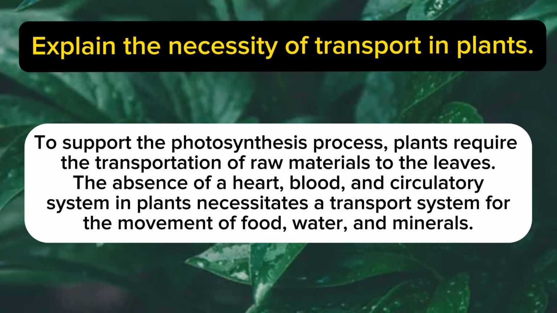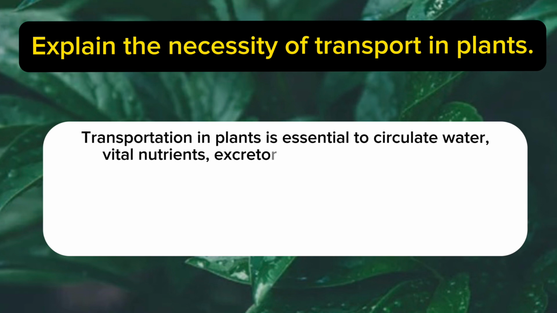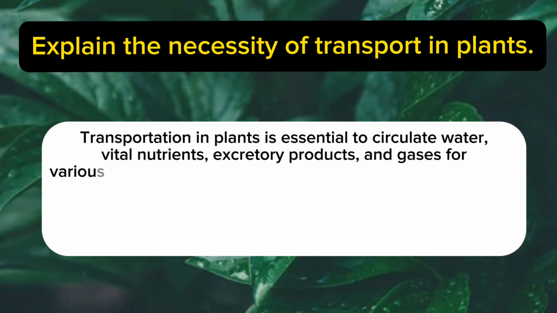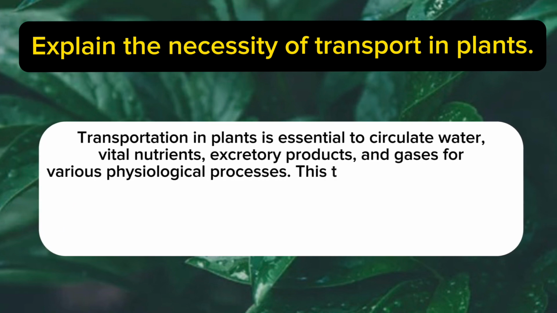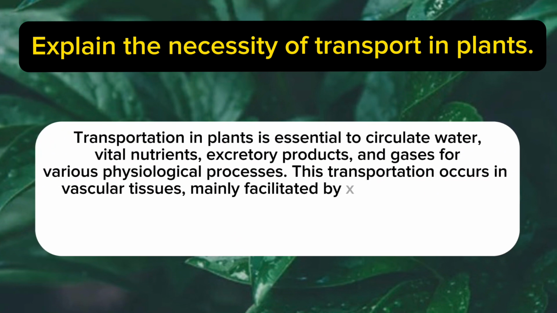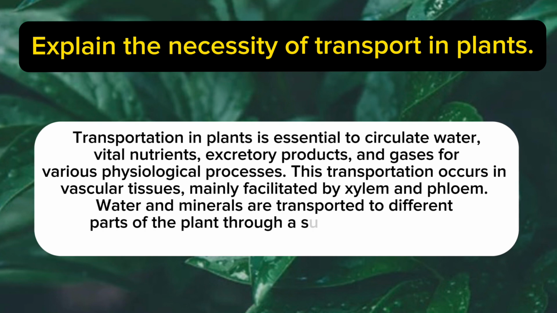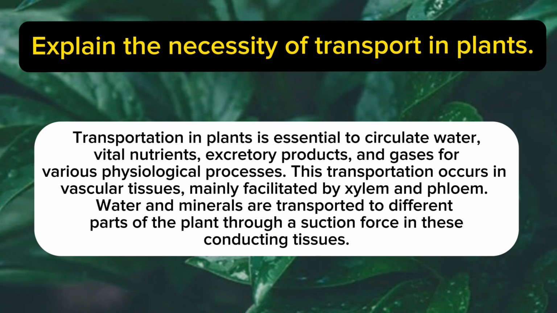You should also explain that transportation in plants is essential to circulate water, vital nutrients, excretory products, and gases for various physiological processes. This transportation occurs in vascular tissues, mainly facilitated by xylem and phloem. Water and minerals are transported to different parts of the plant through a suction force in these conducting tissues.